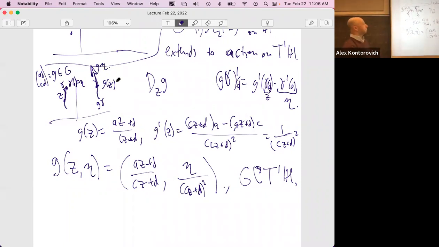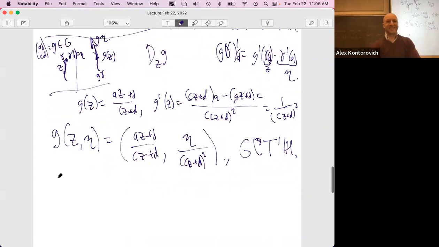So do we have to check that the length of eta over CZ plus D squared is still 1? Is this an isometry? I guess we have to check that, otherwise we don't know that G acts on the unit tangent bundle. That's right. So this is what's in question. Is this an isometry?